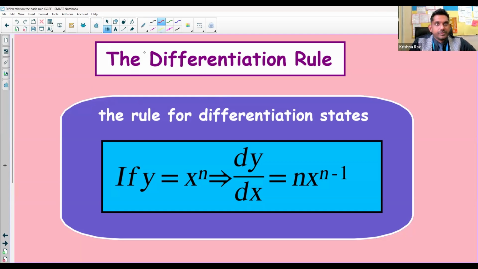So all we have to do is, if we've got something x to the power of n, for example, we subtract 1 from the power and then times by the new power. I'm not going to really explain why in this video, just show you how to do it.